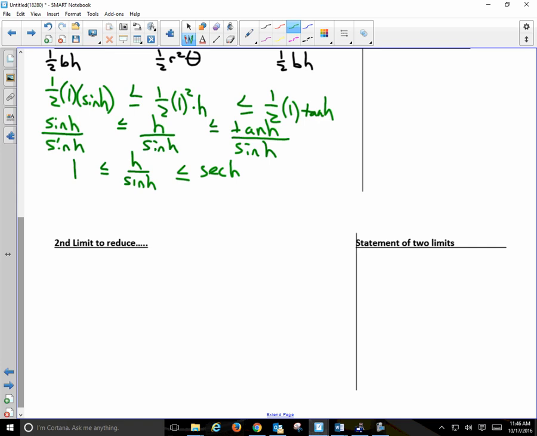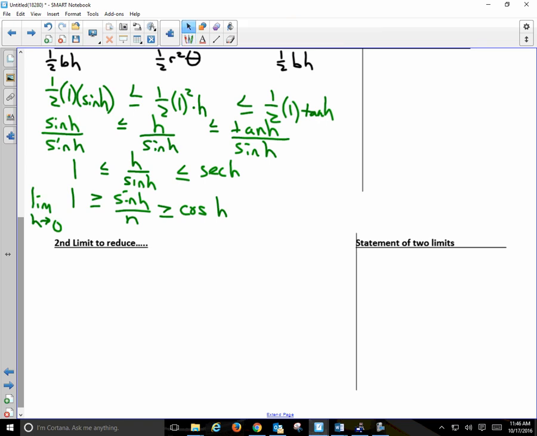So now, I don't want h over sine of h. I want sine of h over h. So I'm going to take the reciprocal. Do you know how you have to do the inequalities when you take the reciprocal? You flip them. And what's the reciprocal of secant? Cosine. Boom. Let the limit go to 0. Let h go to 0.